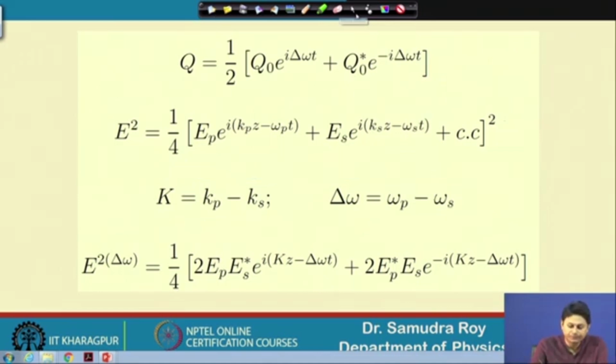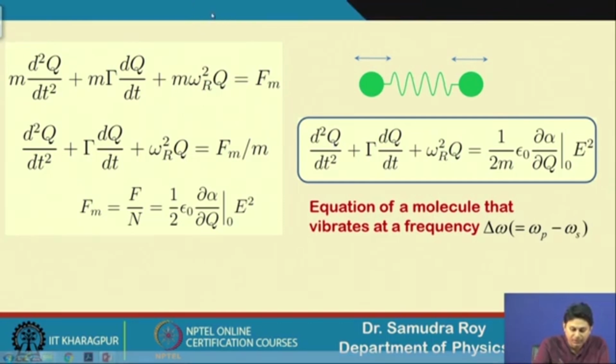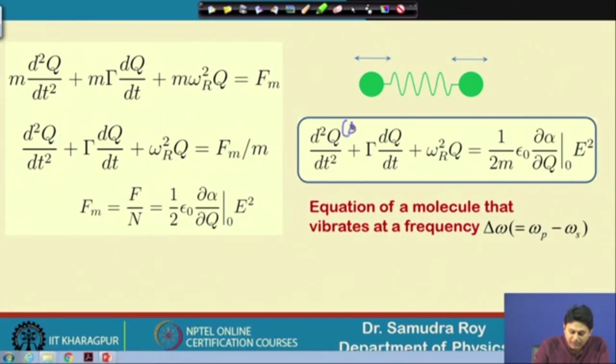If I go back to this equation, q is vibrating with a frequency delta omega. So in the right hand side, this is a force term, so that has to have one component delta omega. E square having a component delta omega basically forces the molecule to vibrate with a frequency delta omega. So we need to find out what the frequency component omega of the term E square should be. Exactly the thing we are doing here.